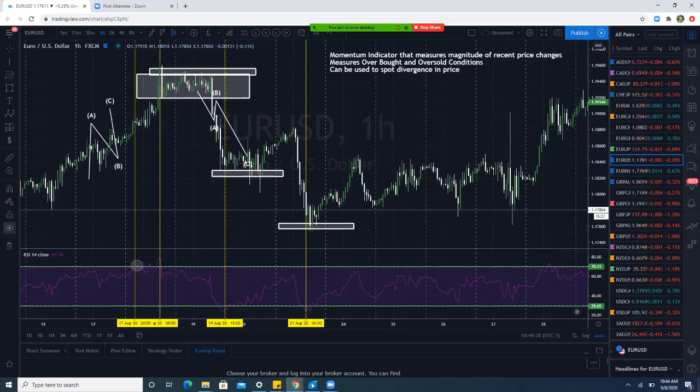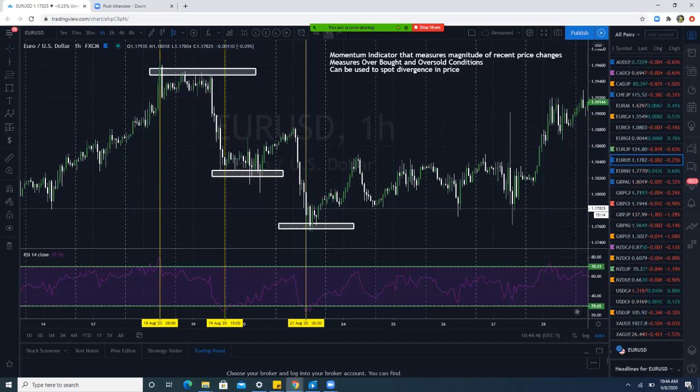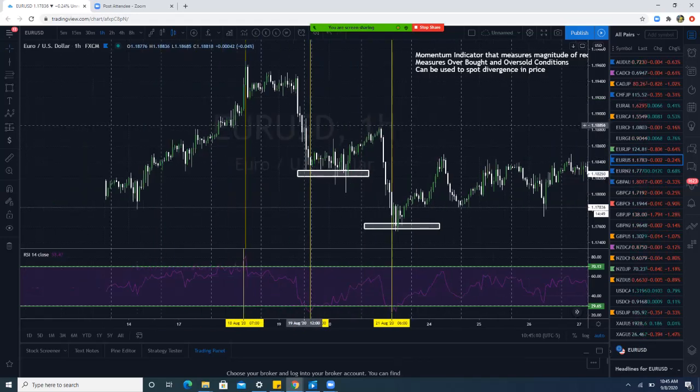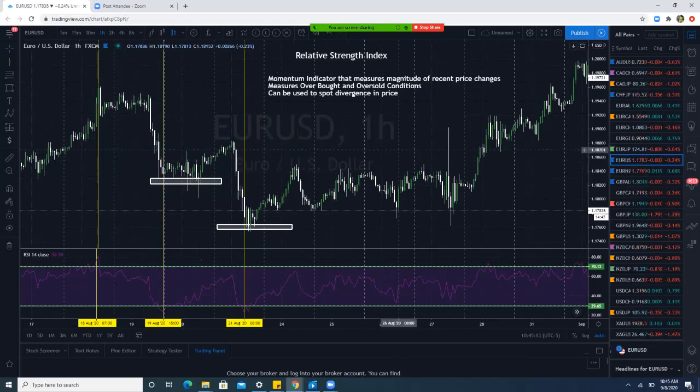The best way to use RSI is to use it for divergence. Basically, divergence just means that what the indicator is showing you versus what price is actually doing are two different things. That's what divergence is. If we're looking for divergence, it's going to give you that major indicator that price is about to turn around.